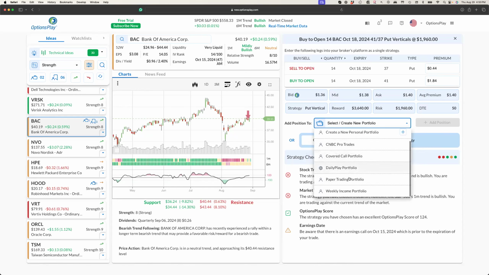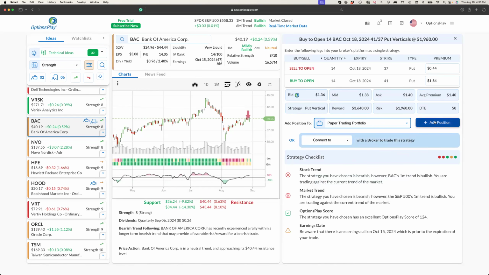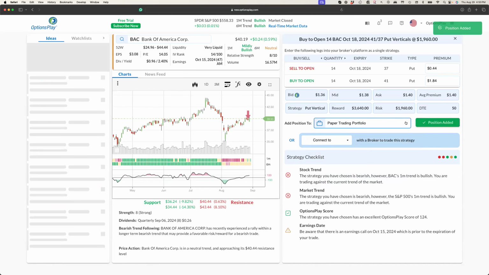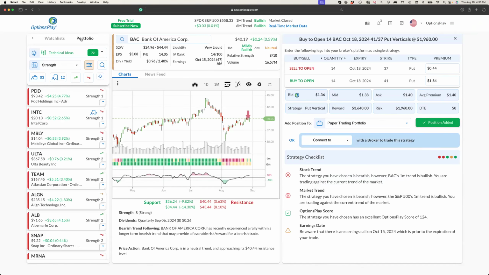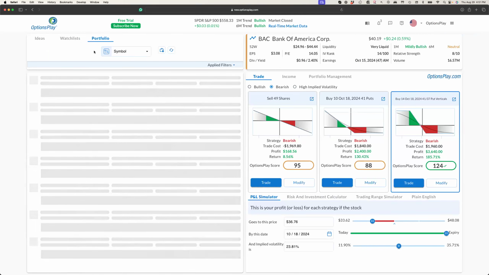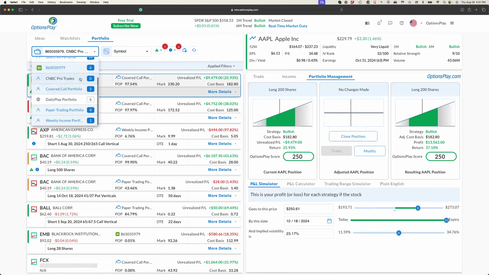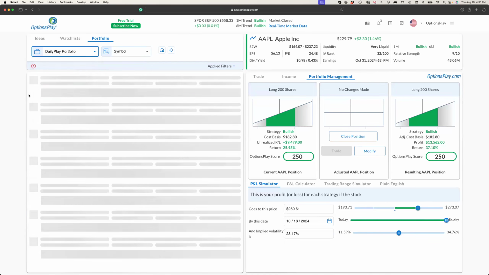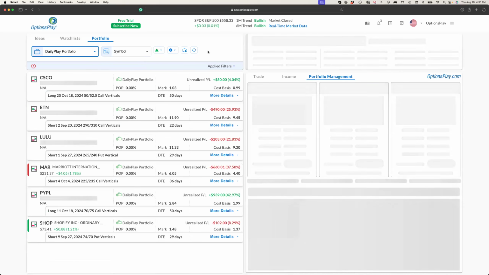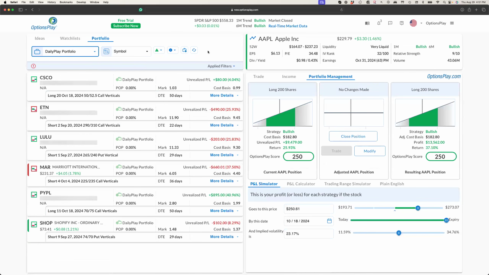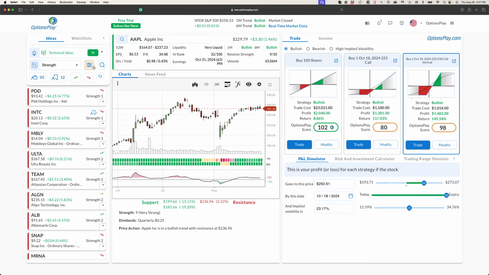Or you can enter it into a paper trading portfolio for those of you that are brand new to trading. If, let's say, you've never traded a vertical spread before, you're just exploring these strategies, you can enter these trades into a paper trading portfolio and track it in our portfolio tool just like you would a live portfolio, and see how they do. Or you can track, for example, our daily play portfolio using the portfolio tool. We send out trade ideas every single week, multiple times a week, to give you trading signals. You can use those trading signals to track these portfolios using the portfolio tool as well. So this is all available to you here on the OptionsPlay platform.